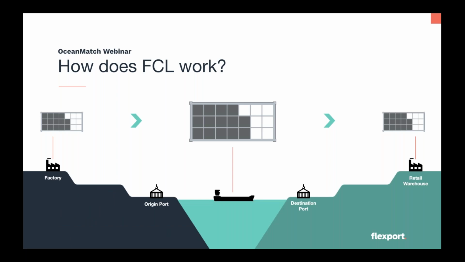Just a very high level presentation of how FCL works today. Traditionally, with a full container load, when a customer in the United States books a shipment, we ship an empty container to the factory. The factory loads the container themselves, seals the container right there, ships it directly to the port, gets it across the oceans, and then the reverse happens once it gets to, let's say, Los Angeles for the sake of argument.